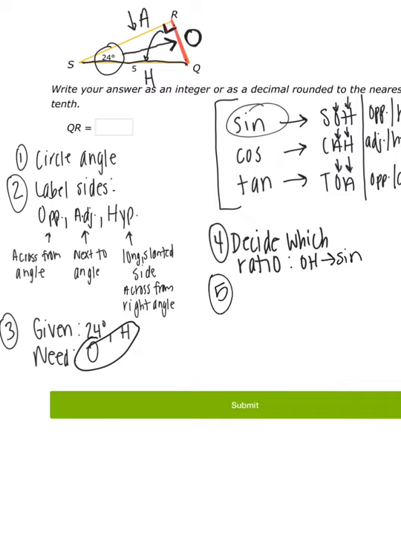So when I set up my equation, I have sine of 24 degrees is equal to opposite over hypotenuse. So I'm going to plug in my numbers. Sine of 24 degrees equals, we don't know the opposite, so I'm going to keep that O on top. And the hypotenuse is 5. Then I just need to solve for O.